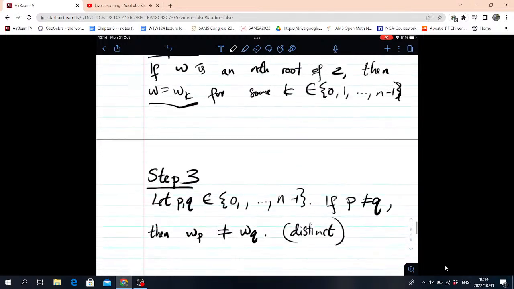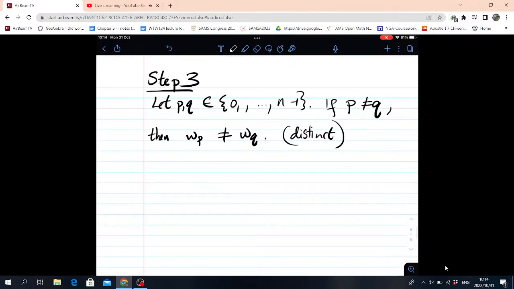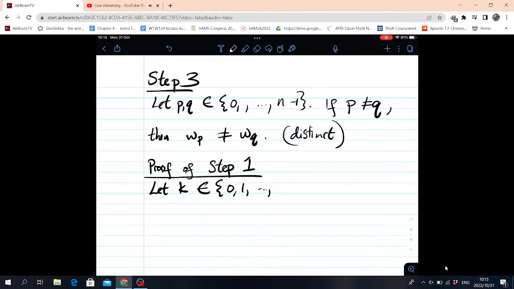Those are the 3 steps there. So let's look at step 1 and see if we are able to do another step, depending on our time. So let k be an element of this set, right?